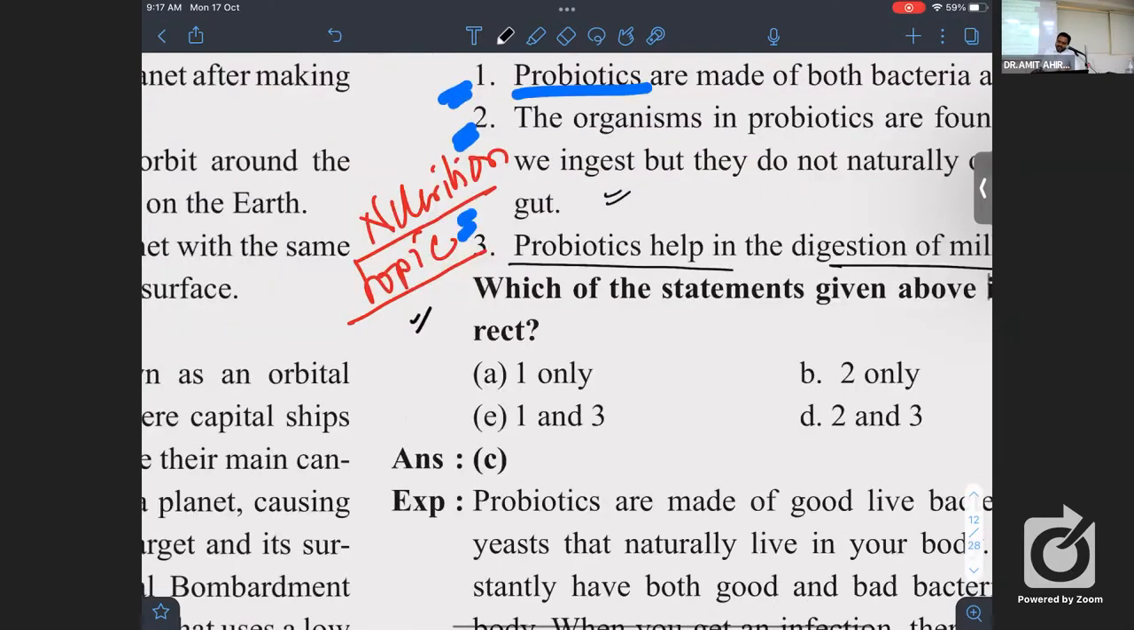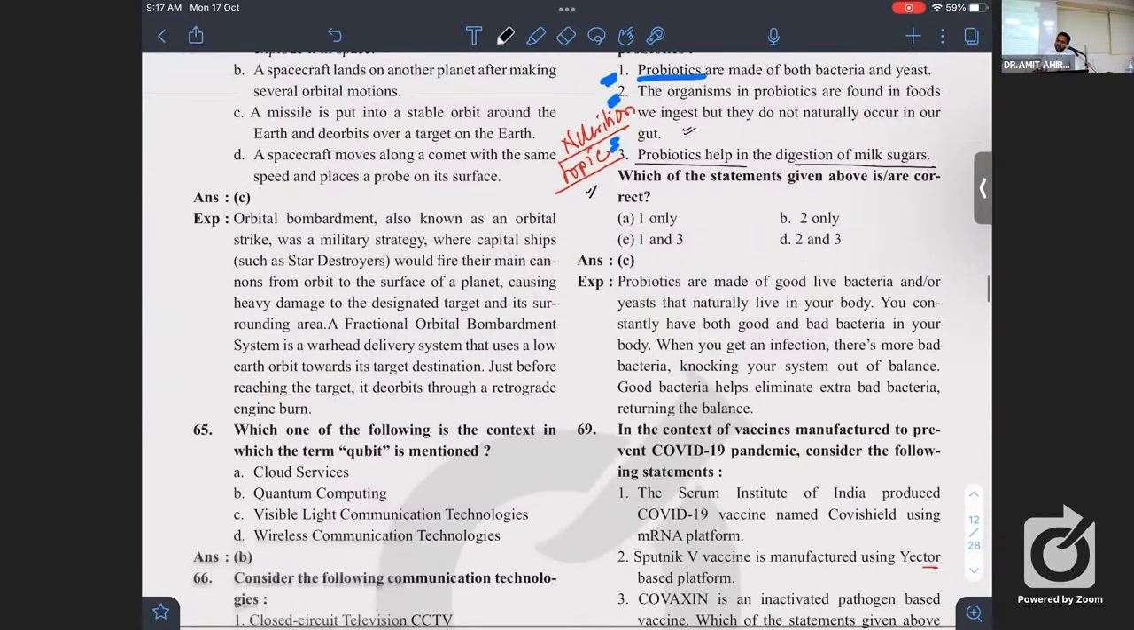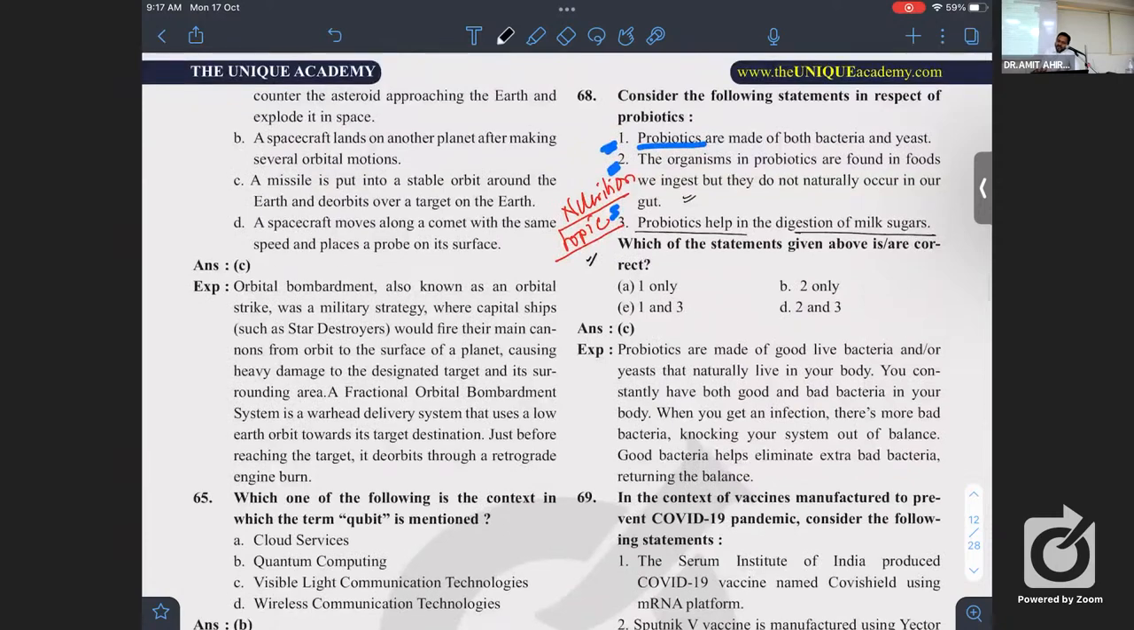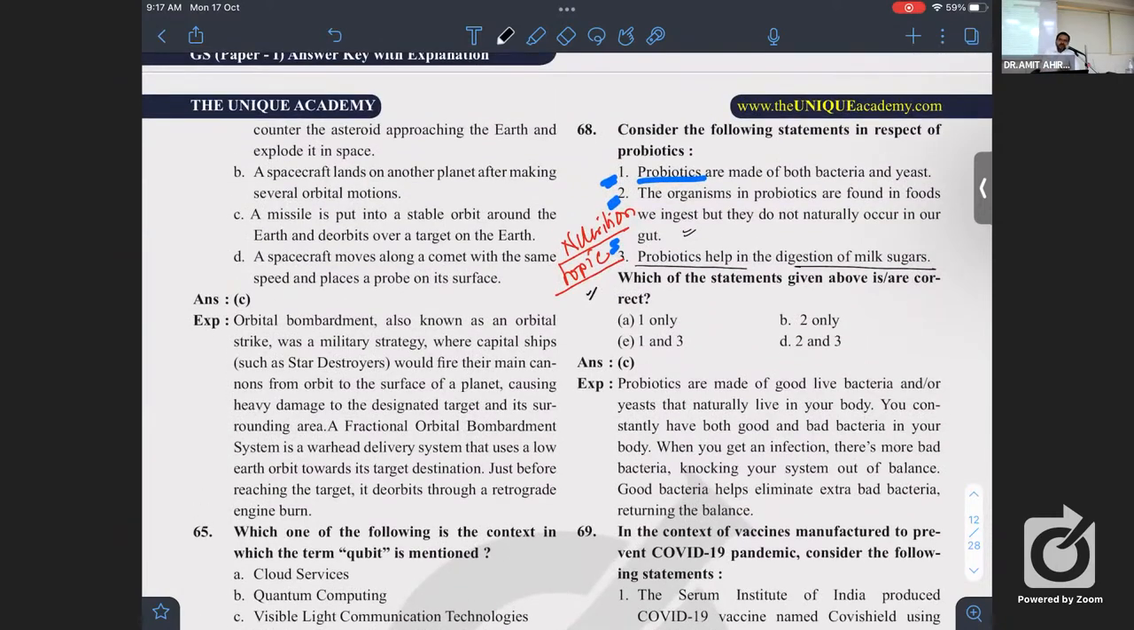So I knew about this particular thing and I told the students that definitely UPSC would put focus on probiotics. I knew they would ask this.